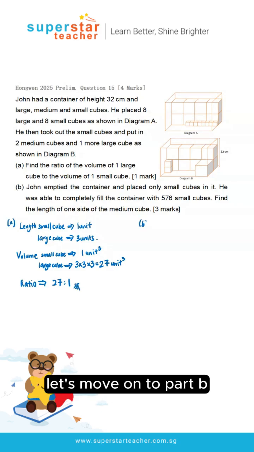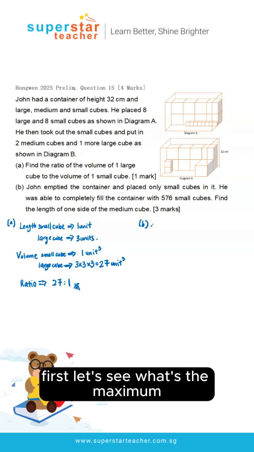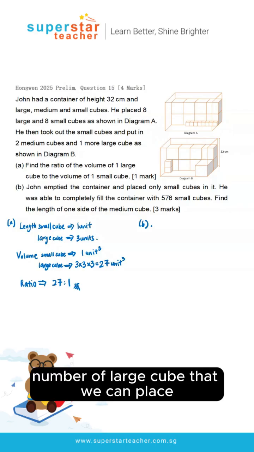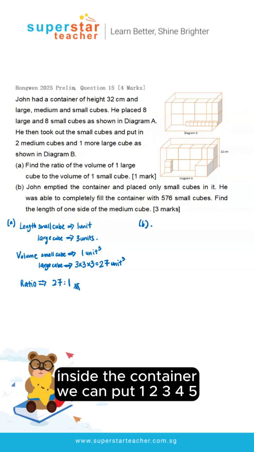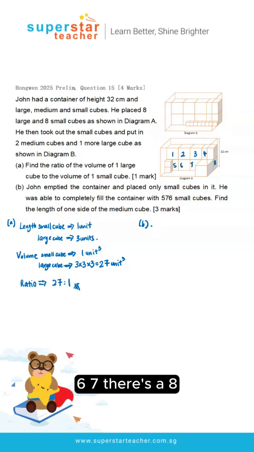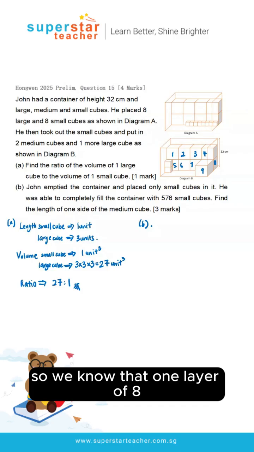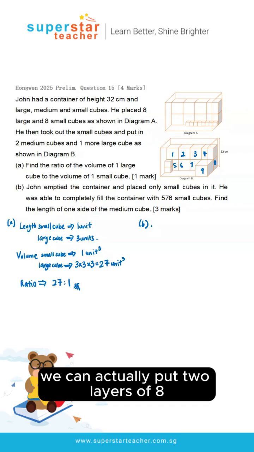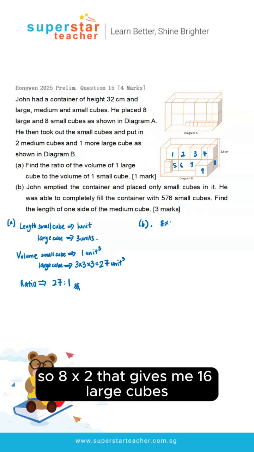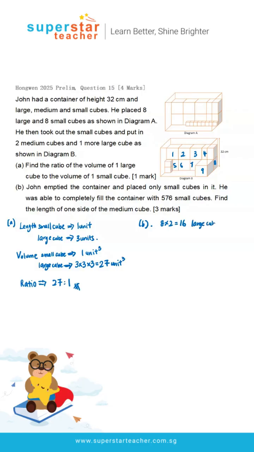Let's move on to part B. First, let's see what's the maximum number of large cubes that we can place inside the container. We can put 1, 2, 3, 4, 5, 6, 7, there's an 8. So one layer of 8, we can actually put 2 layers of 8. So 8 times 2, that gives me 16 large cubes.